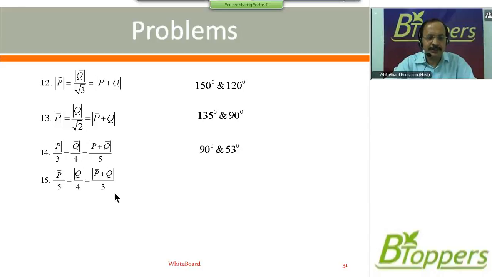Next question is also similar to that previous question, given for your practice. Magnitude of P bar by 5 equal to magnitude of Q bar by 4 is equal to magnitude of P bar plus Q bar by 3. Of course, in these questions, you have to use the result that is given in the last.